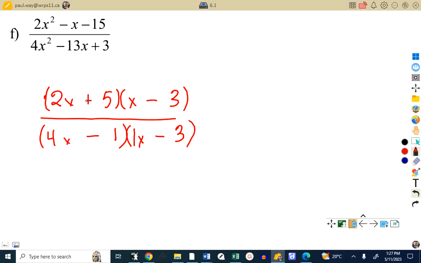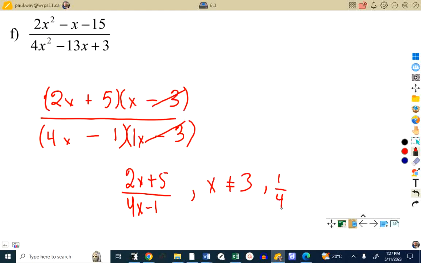You can just confirm that you'll get negative x out of that. And the x minus 3's cancel. And you're left with 2x plus 5 over 4x minus 1. And x is not equal to 3 or 1/4. And I'll give you a minute here to figure out where I'm getting x is not equal to 1/4 from. So any questions with that final example?